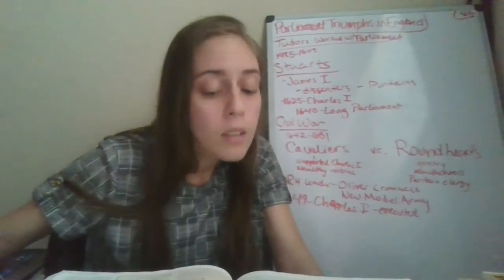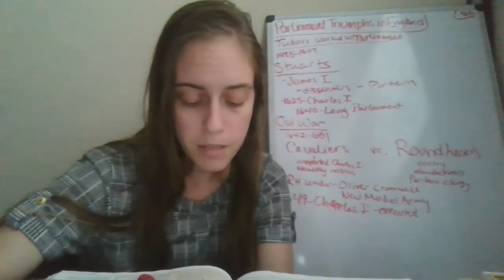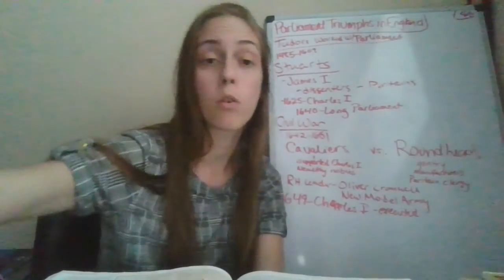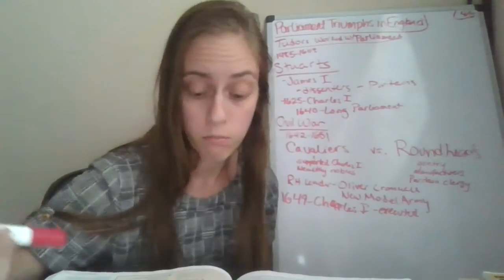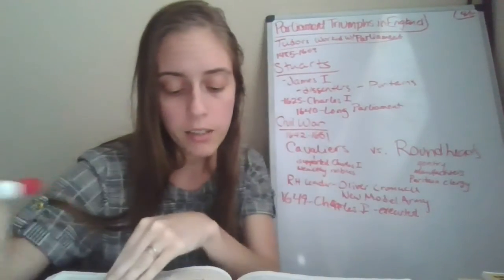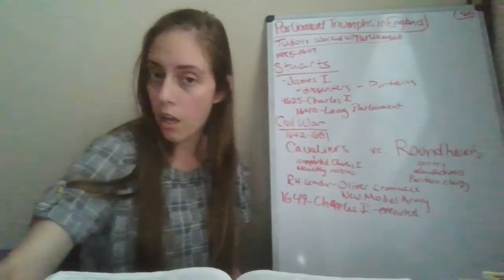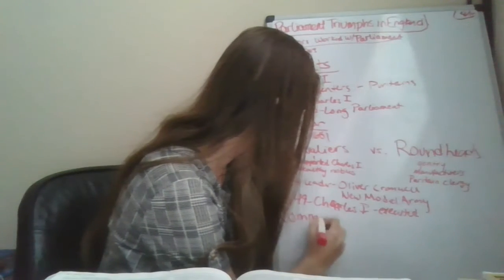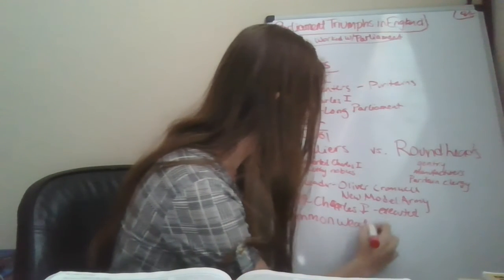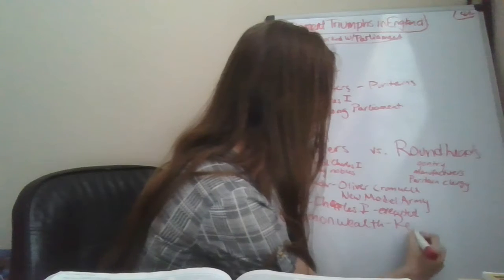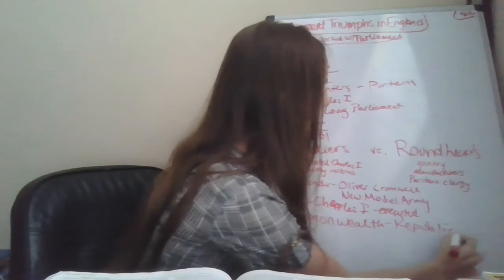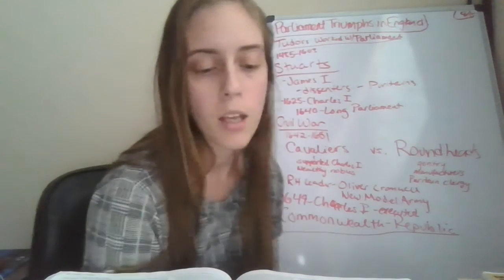And so what happens after that? There's no king. So the House of Commons abolished the monarchy, the House of Lords, and the establishment of the Church of England. They just get rid of everything all in one go. They declared England a republic known as the Commonwealth, and their leader was none other than Oliver Cromwell. Okay? So you've got the Commonwealth, and it's a republic. One of the first of its kind in Europe.